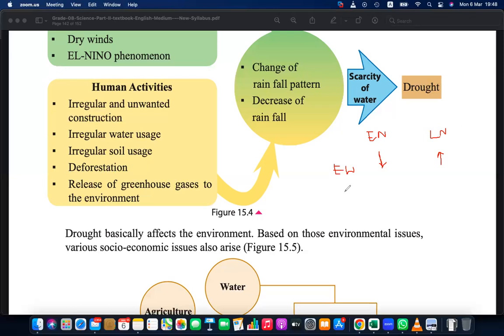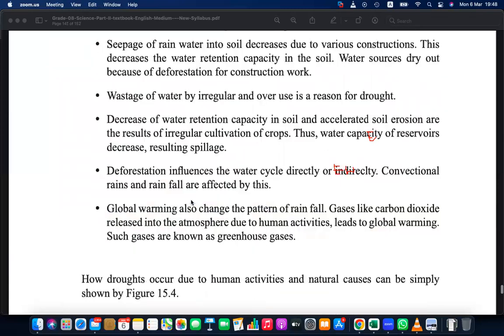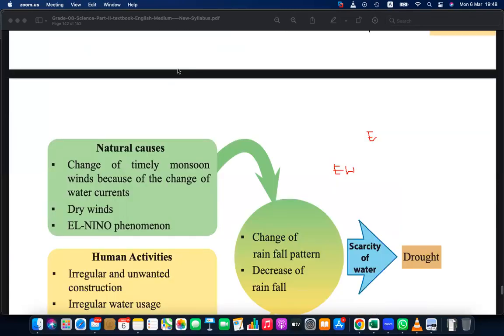Then the other one, the southwest one. Sorry, southwest, right? My mistake. Southwest monsoon, El Nino comes, it will decrease the rain, but La Nina will increase. And with the northeast, if El Nino comes, it will increase. La Nina will decrease. Opposite effect.